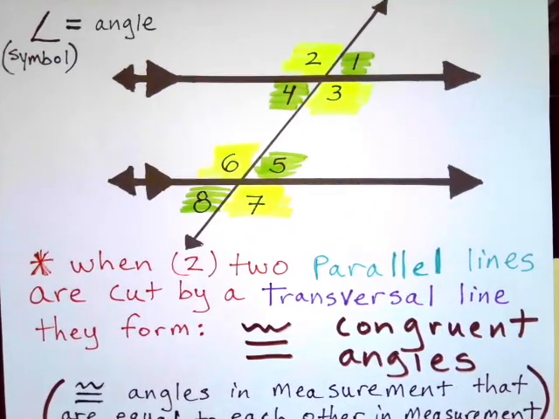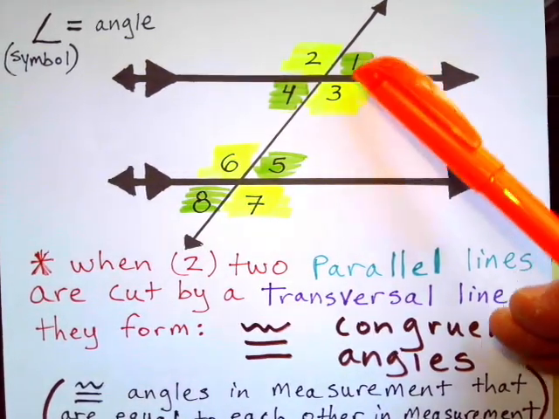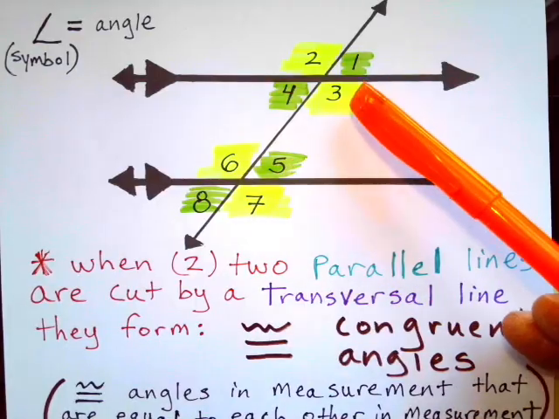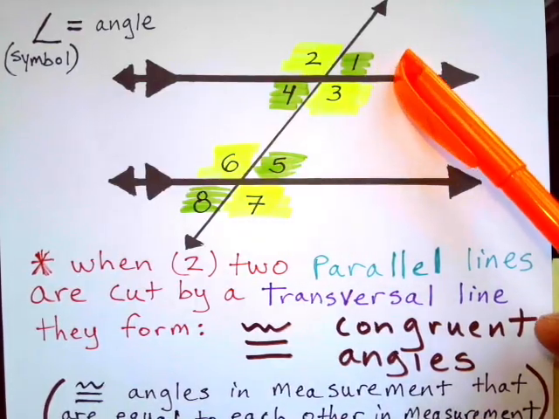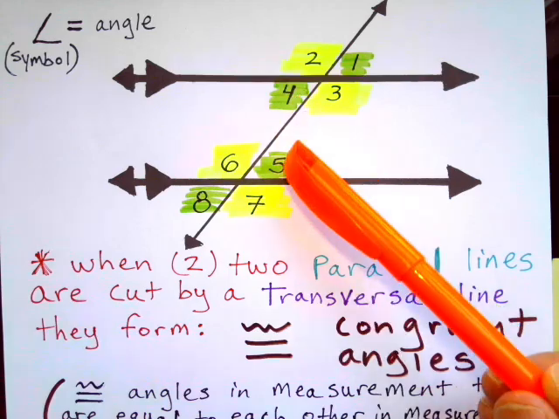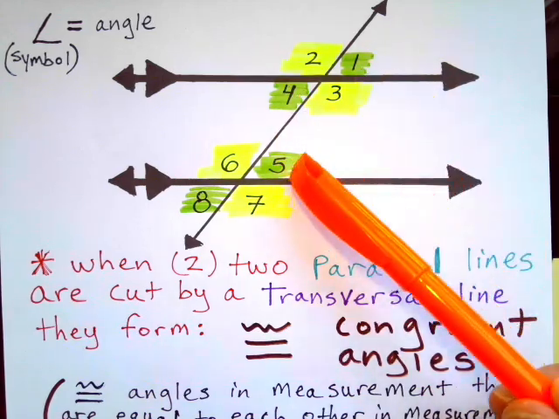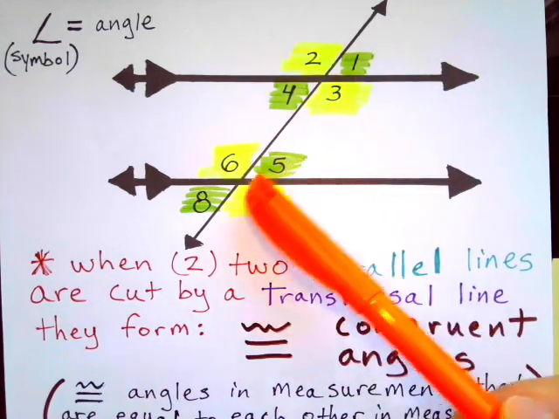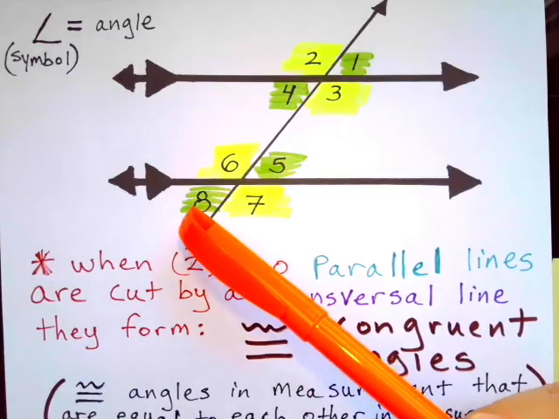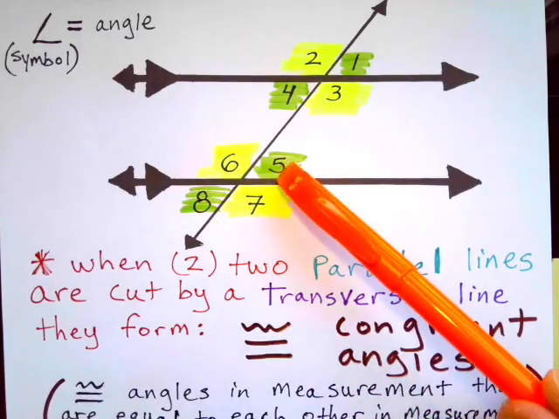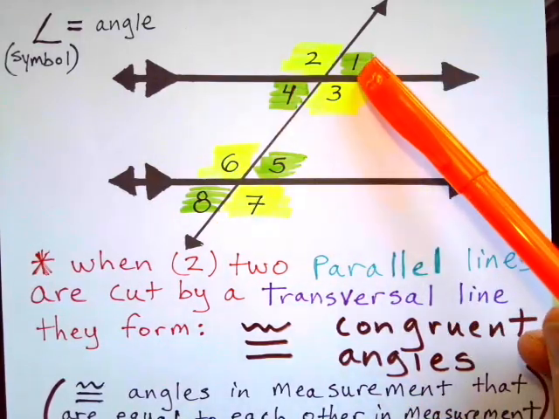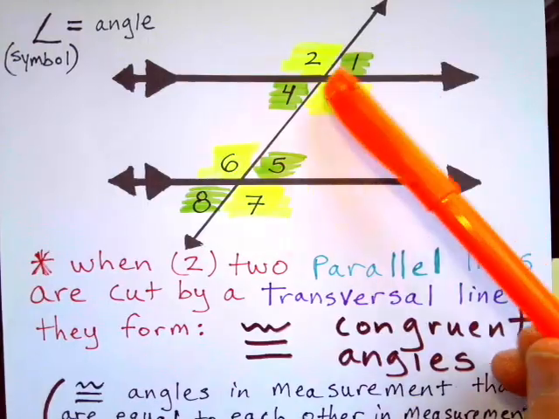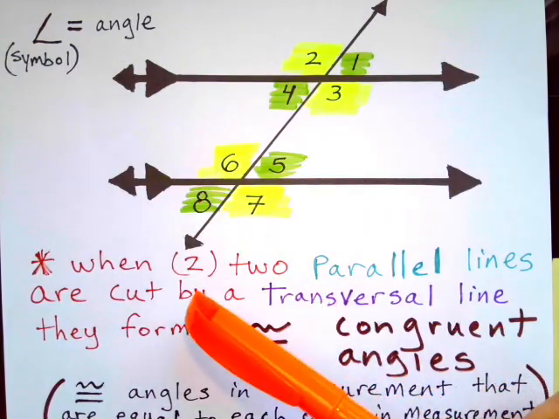Okay? So what does that mean? That means angle 1 and angle 5 are congruent. And if angle 1 is 45 degrees, angle 4 is 45 degrees, what is angle 5? Right? Angle 1 and 5 are 45 degrees. Angle 8 is also 45 degrees. So each of these angles is congruent or equal to 45 degrees.